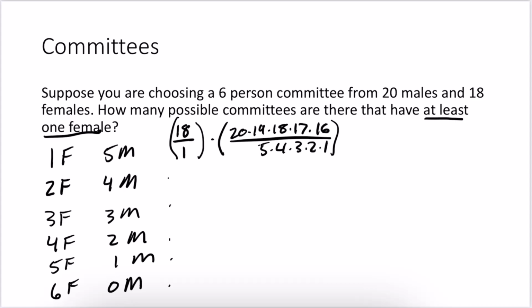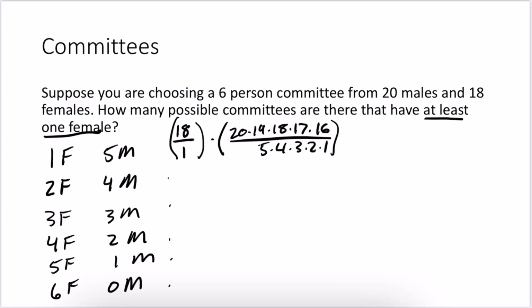But this is very clunky and very difficult to do if you have tons of people. Because let's say instead of choosing a 6-person committee, you were choosing a 20-person committee. Well, you don't want to have to go through and do 20 calculations in order to figure out how many different possible ways you could have at least 1 female on a 20-person committee, because that would be a ton of work. And so it actually turns out that there's a shorter way to do this.